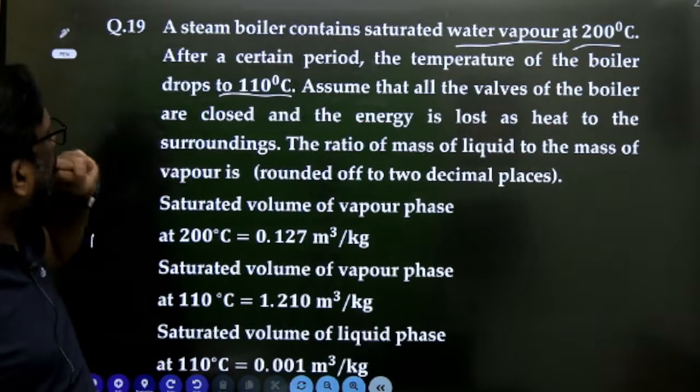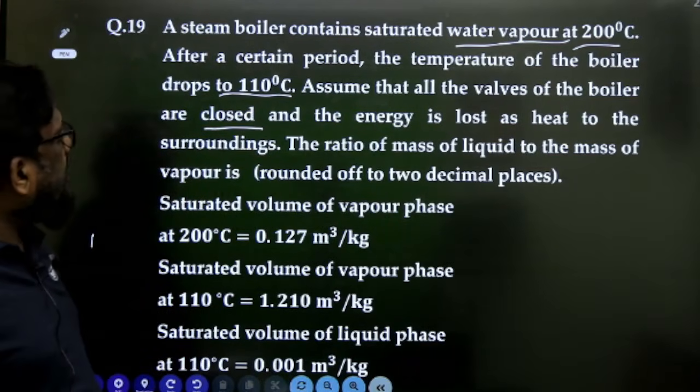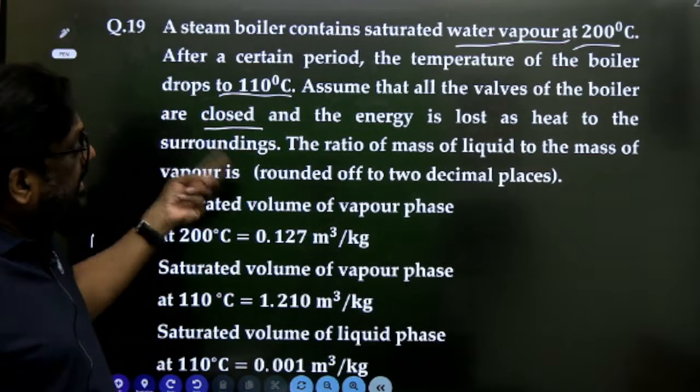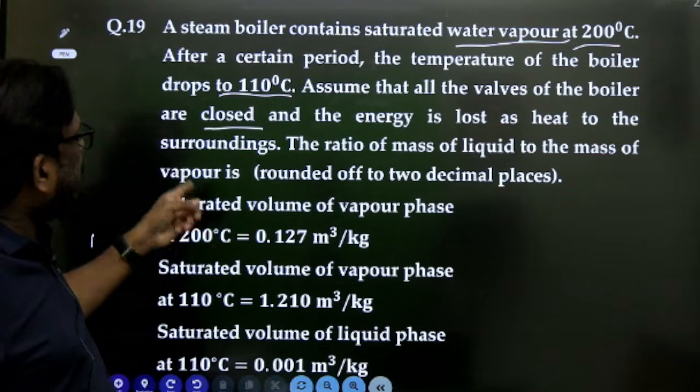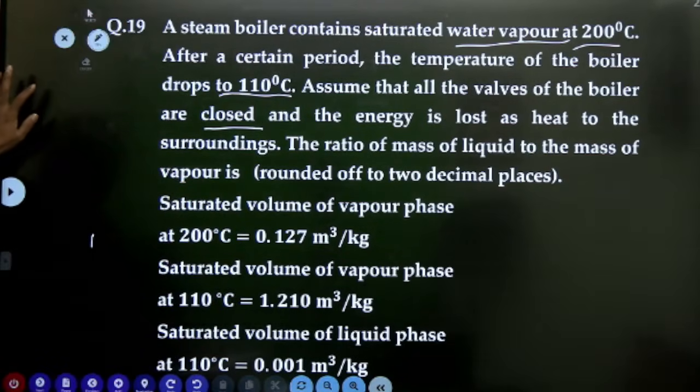Assume all the walls of the boiler are closed. What does that mean, sir? This is a closed system, okay. And the energy is lost as heat to the surroundings. The ratio of mass of liquid to the mass of vapor. Must question, sir. One second, read the question properly again.